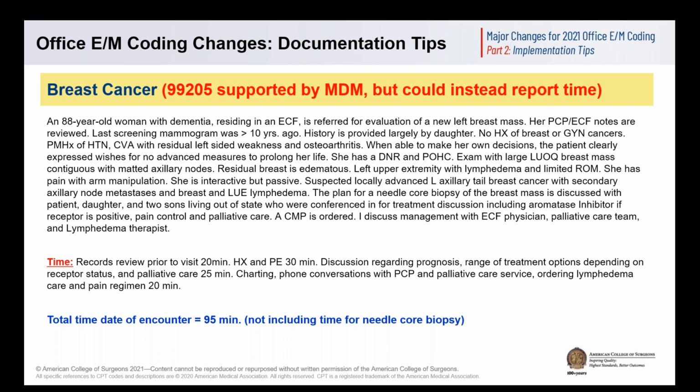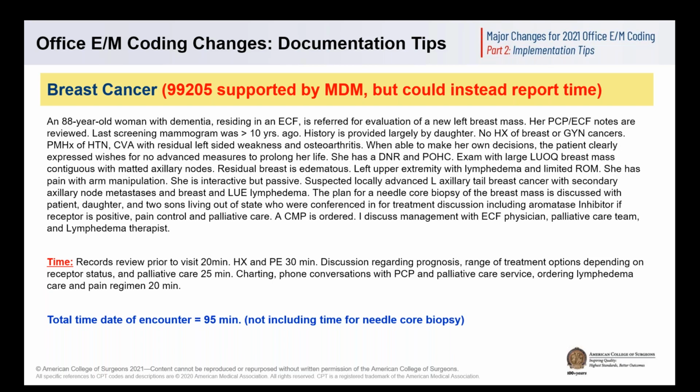On exam, she has this large clinically positive breast cancer with lymph node involvement, a swollen arm, a swollen breast, inability to move her arm. You suspected it's a left axillary tail breast cancer. You've conferenced in her 2 sons from out of state, along with the daughter, to address mom's needs and where we go from here. You will offer her a needle core biopsy because if it's hormone receptor positive, you may be able to put her on an aromatase inhibitor, which will perhaps slow the progression of the disease somewhat.